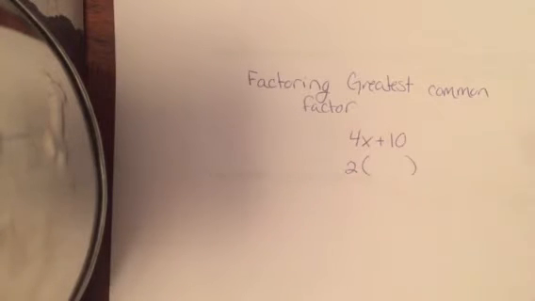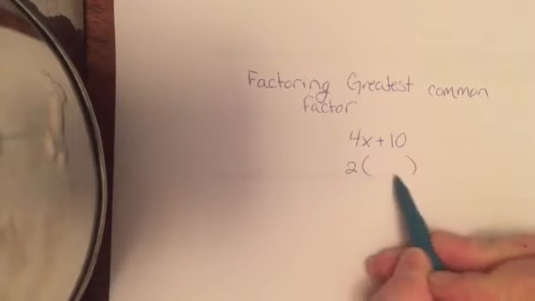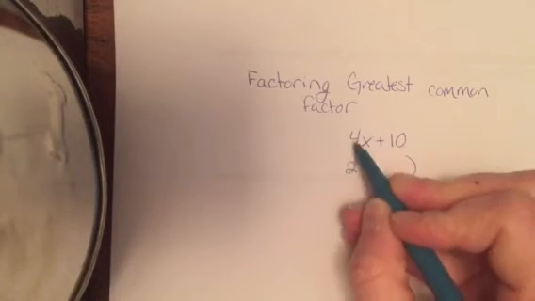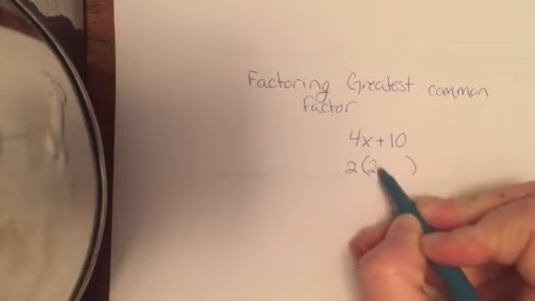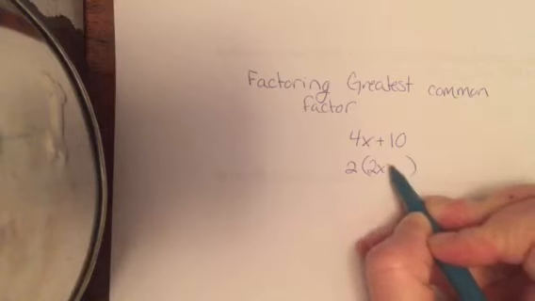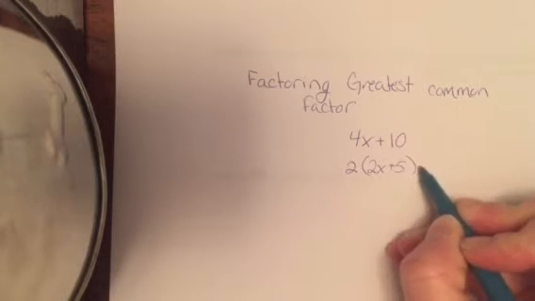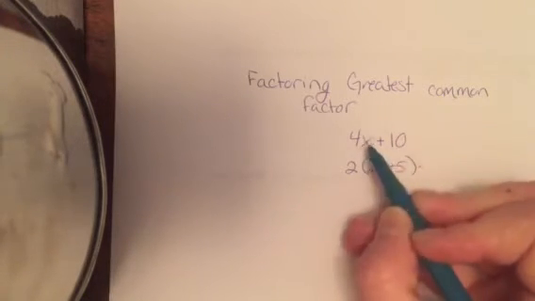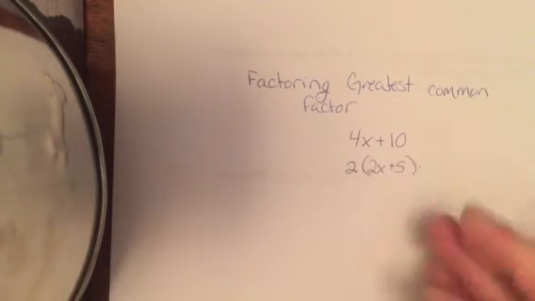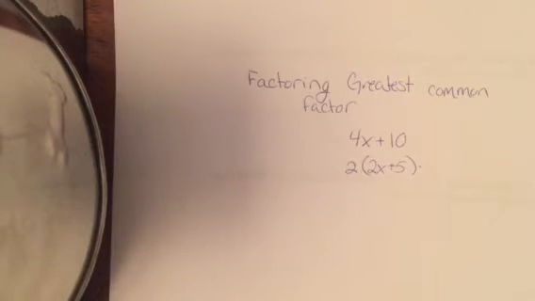And then we're kind of going back to our factored form. So 2 times what would give me that? Well, 2 times 2 gives me 4. There was an x there. And then 2 times 5 gives me 10. So this is the factored form. What did it come from? We found the biggest thing that goes into both.